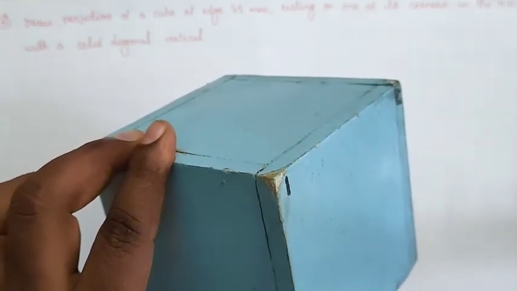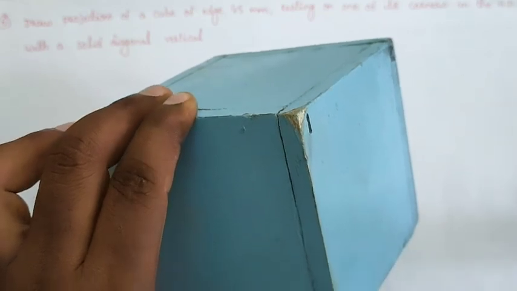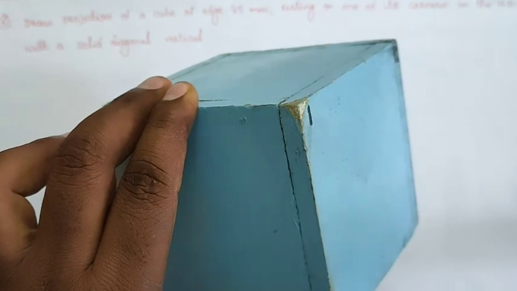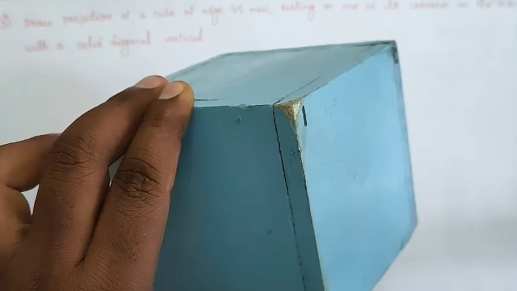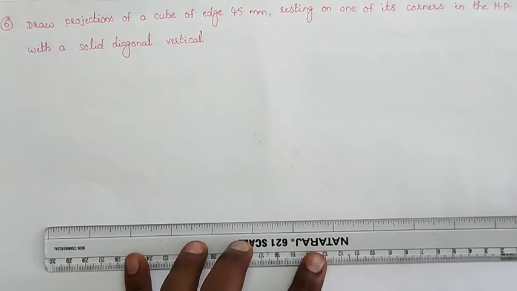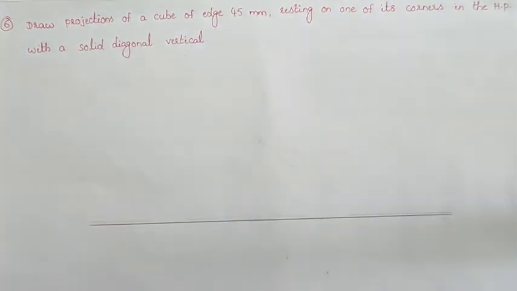Whenever one of the corners is resting on the HP, how will we draw the projections with a solid diagonal vertical? When the corner is on the HP, the solid diagonal is in an inclined manner. In this position, how we will draw the projections, we can see here. We know that the cube has 6 equal square faces. So we will draw the top view.